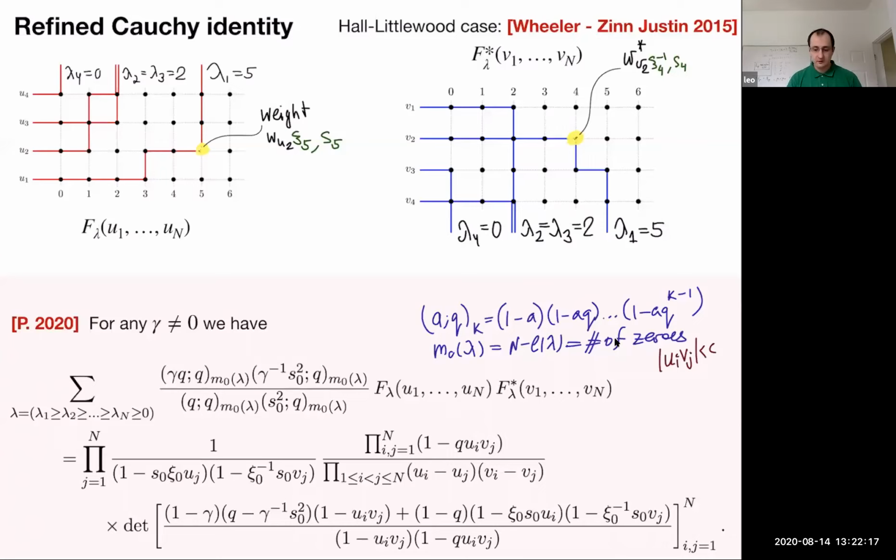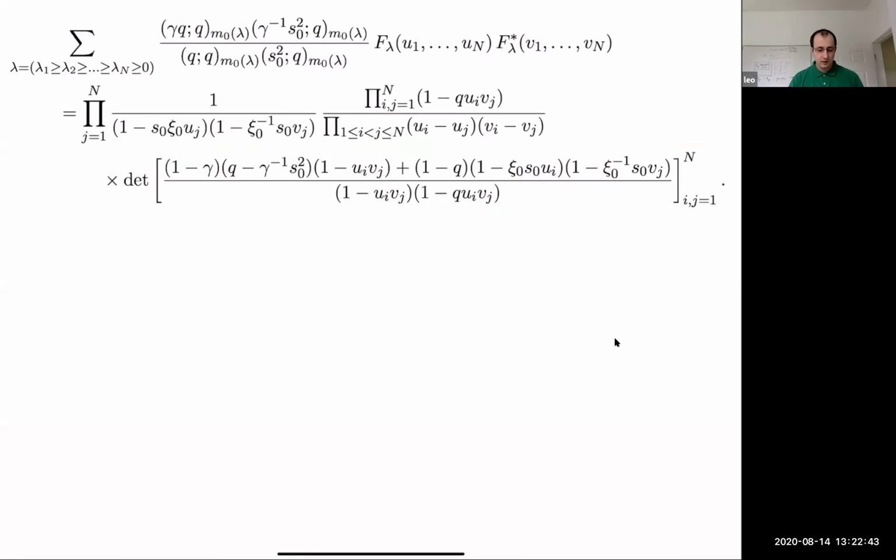So this explicit determinant, this whole Yang-Baxter approach, was already done in the Hollywood case by Wheeler and Zinn-Justin, and this theorem is obtained by essentially repeating most of their argument, but there are some issues with computations that I don't want to go into. So the Hollywood case you get when you set s not equals 0 and something else. You can also do other things, like you can also set.